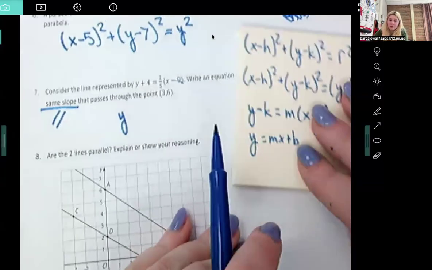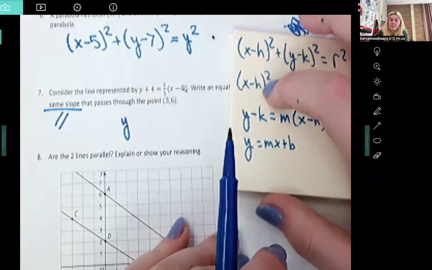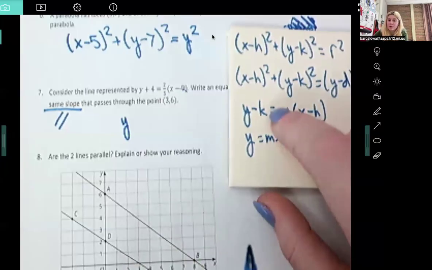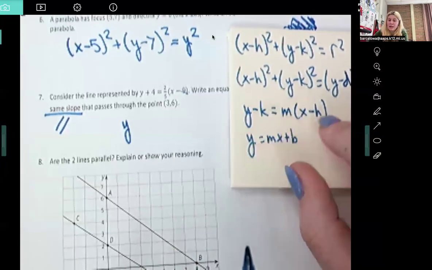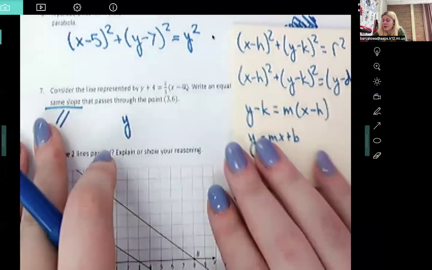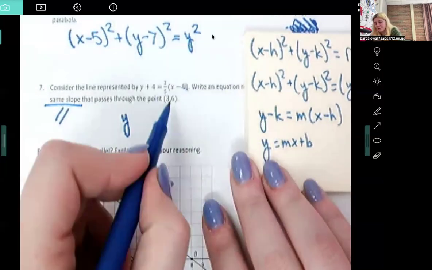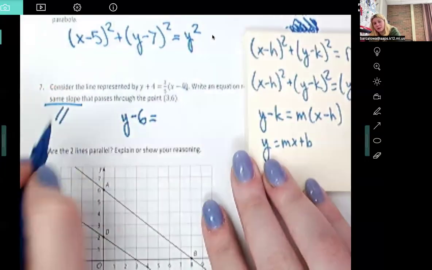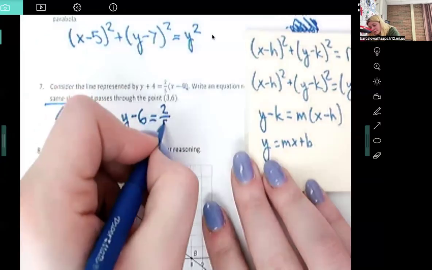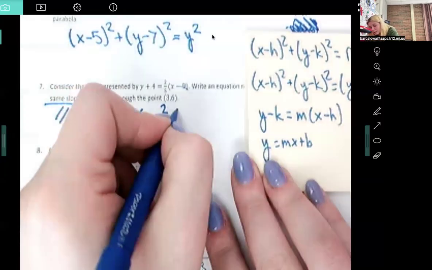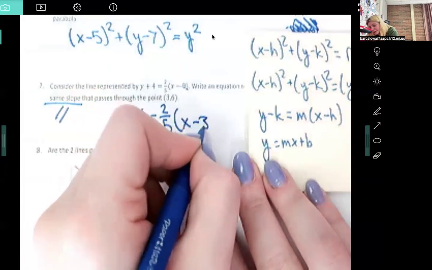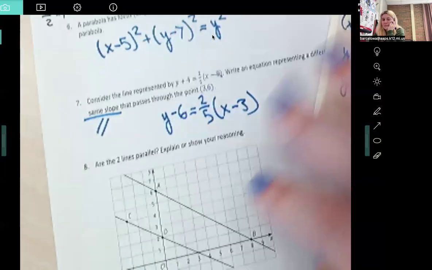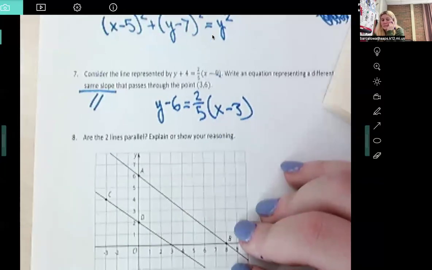Do not go on autopilot here. For these two equations, x comes first. For this equation, you need to be really careful that you're putting your y coordinate with y and your x coordinate with x, okay? So y minus k, so 6, y minus 6, same slope, parallel lines, 2/5. Okay, my x coordinate is 3, so I need x minus 3. There we go. That's it.